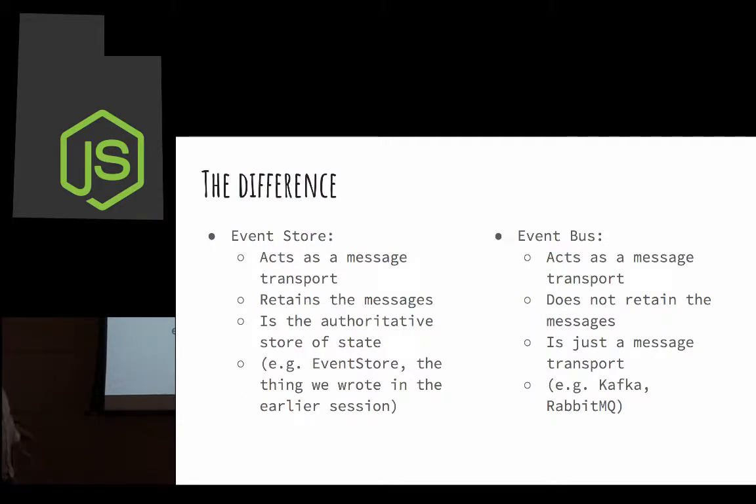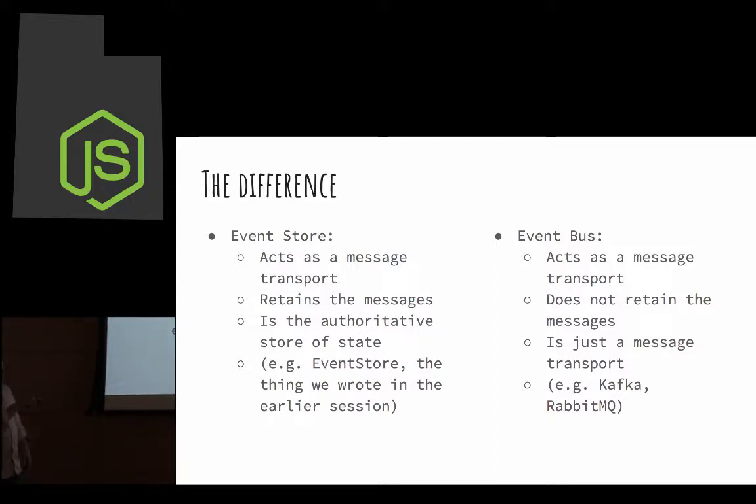So what's the difference between the two? Both of them act as message transports, meaning I can move something from point A to points unknown. However, in an event store, we hold on to those messages because those messages become the authoritative store of state in the system. Rather than relational database tables that we update on the fly, we actually store the events themselves. And tonight's talk is about what we do with the events once we've stored them.